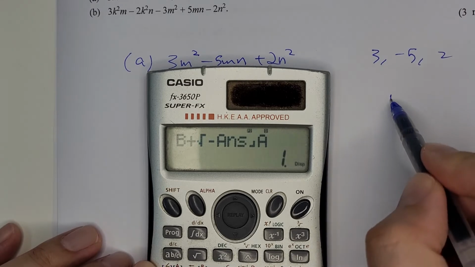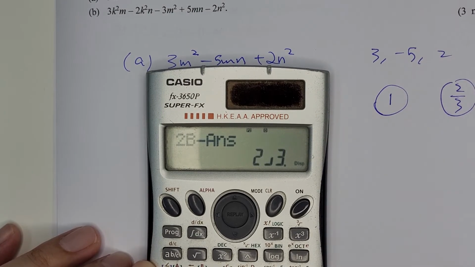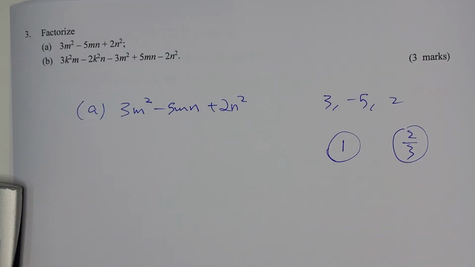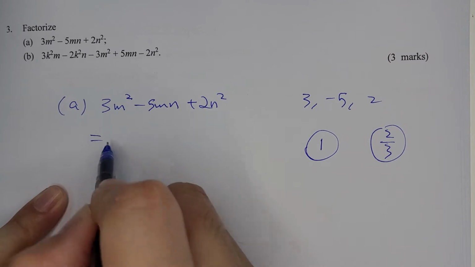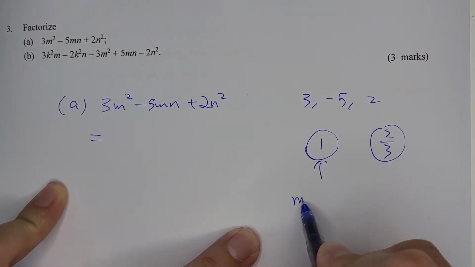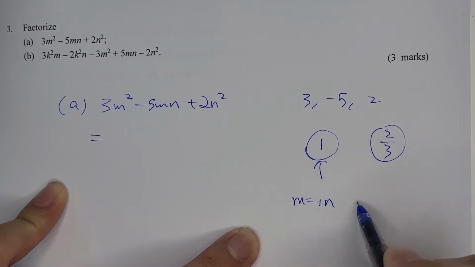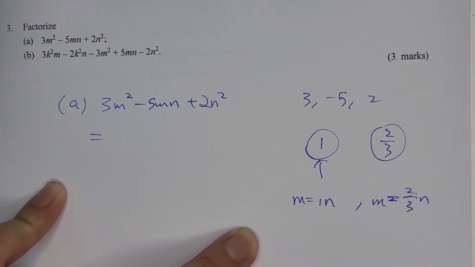The first root you get is 1, and the second one you get is 2 over 3. So how do you get the answer? To write down the factor, you do it this way. You assume m equals 1n or m equals 2 over 3 times n.